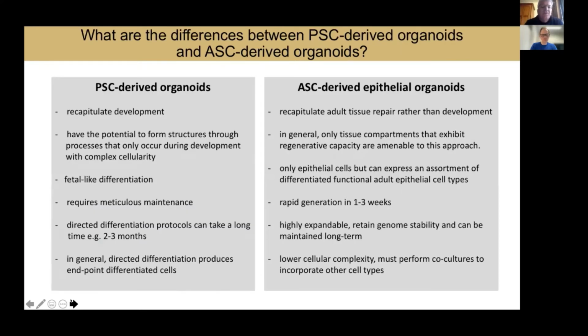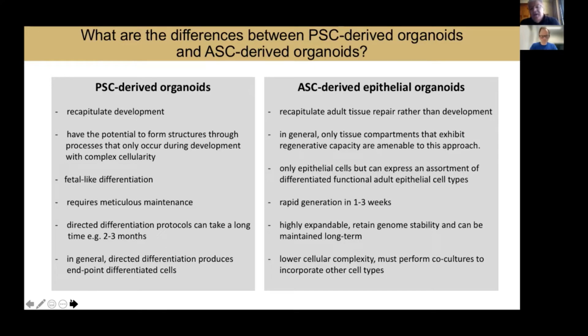So what's the difference between pluripotent stem cells and adult stem cells? The pluripotent stem cells really recapitulate development. They're fetal-like in their differentiation, and they involve very complicated directed differentiation protocols, very meticulous tissue culture maintenance, and usually they have an endpoint. So you do the differentiation and you get to the differentiated organoid cell type that you want, and then you do the analysis. If you want to do the experiment again, you have to go back through the directed differentiation.